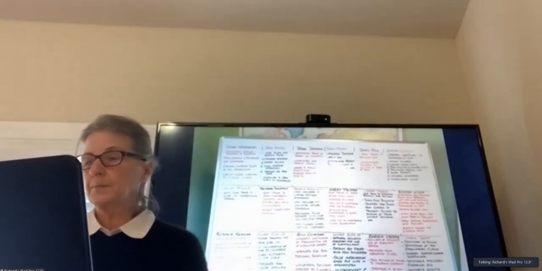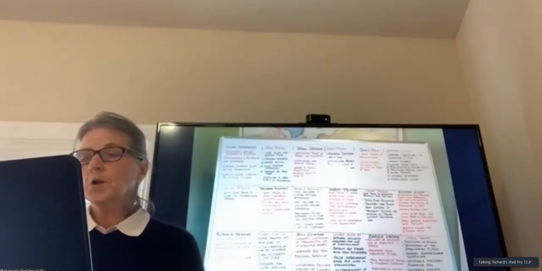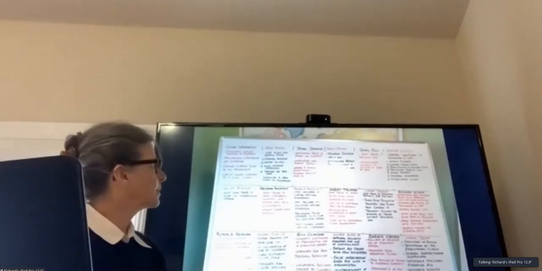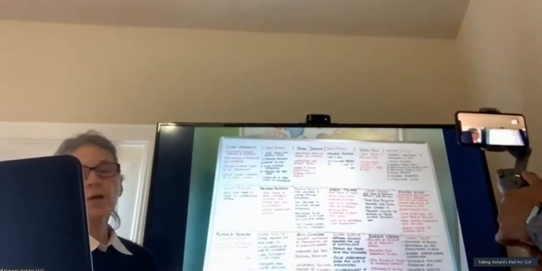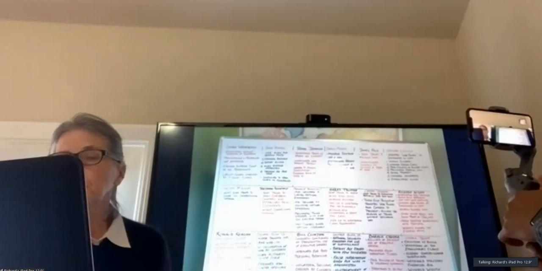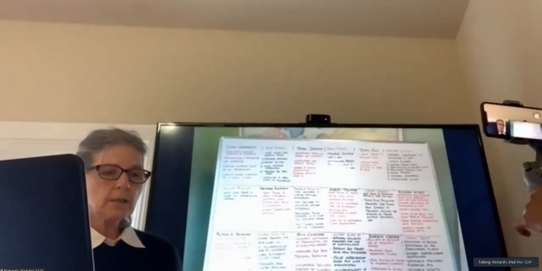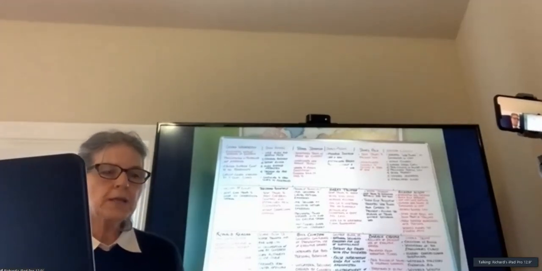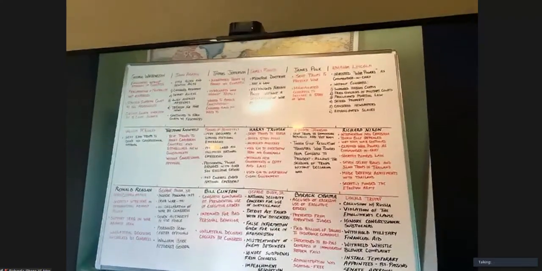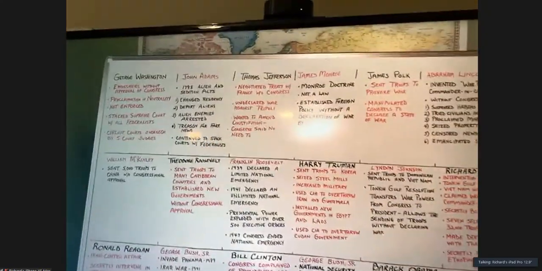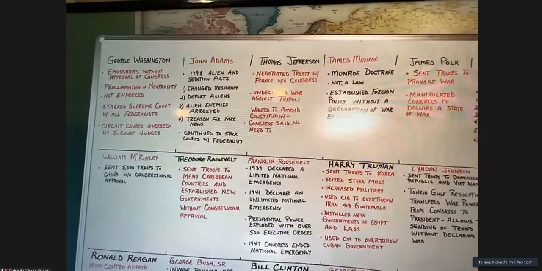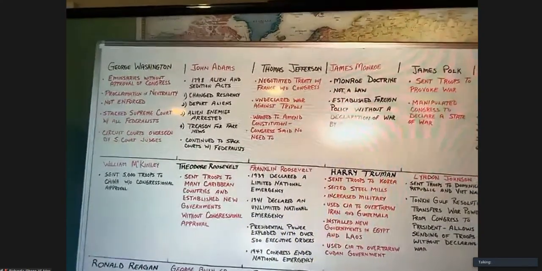vastly different. So I would like to start with George Washington, our first president of the United States. And I want to give a list of different things that each president did to show these patterns and to bring us to where we are now with Donald Trump.